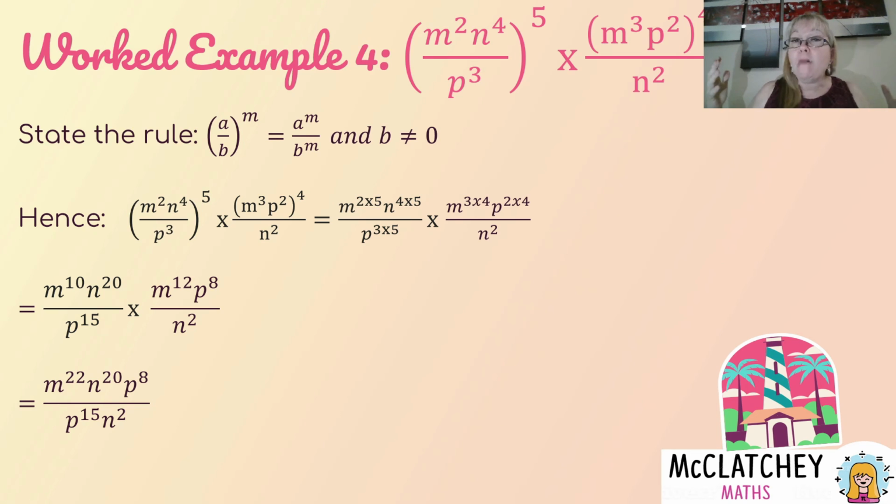And now I'm going to bring in index law 2, which means because I've got division, I'm going to subtract some powers. So nothing's going to change about my m to the power of 22 because there's no m's on the bottom. But with the n's, there's n's on the top and the bottom, and there's p's on the top and the bottom. So we've got to simplify those a little bit further. So now what I've got here, the m to the 22 is not going to change. N to the power of 20, take away n to the power of 2, makes 18. And p, 8 take away 15, well, 8 take away 15 is negative 7.